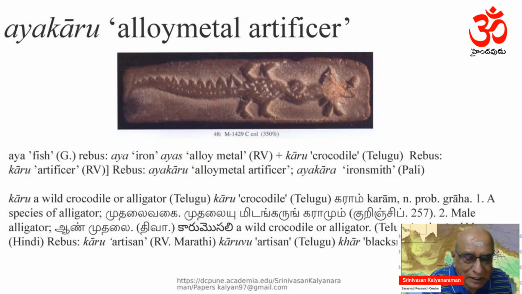Karu, wild crocodile, alligator, in Telugu. Karam, Raha, a species of alligator, Mudarai Vagai in Tamil. Karungaramu, Karamum, Kunjipati, male alligator, Karu Mosali, wild crocodile. Rebus: Karu artisan, Kar, blacksmith. So, alloy metal smith. Aya Karu is signified by this combined symbol, the visual language of the crocodile catching a fish with a fin. Fish with a fin is Kamata, workshop, alloy metal workshop, alloy metal mint.